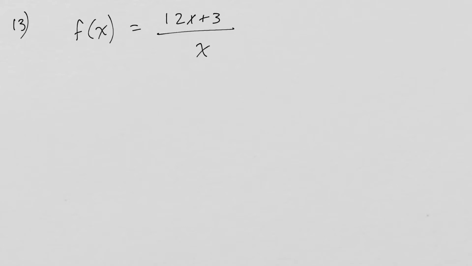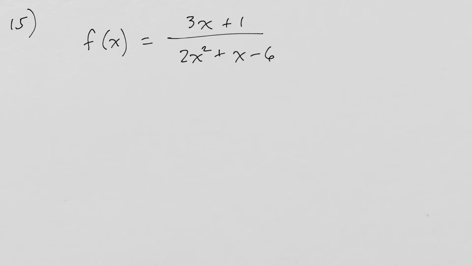Okay, again, we're only worried about the denominator, and the domain is that x cannot be equal to 0. That's the domain. Listing the values, 0 is the value that cannot be in the domain. This is the actual domain.